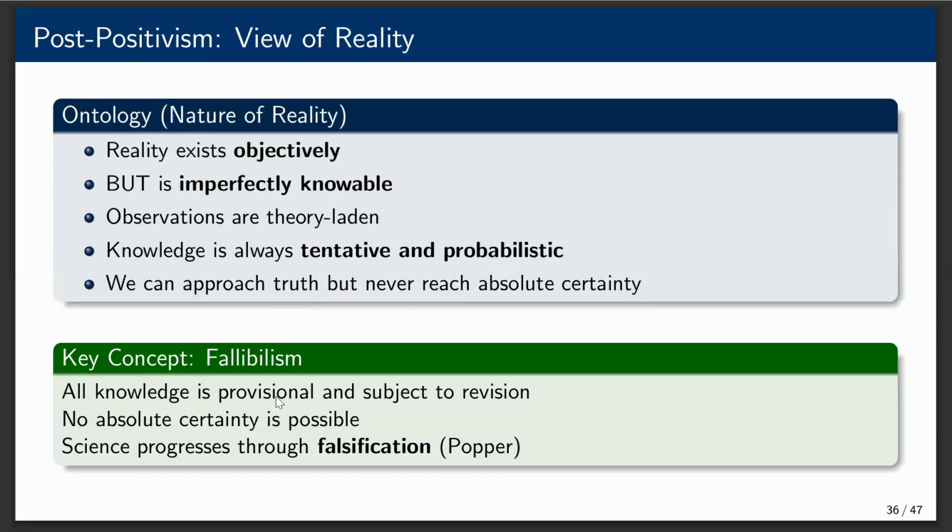Then post-positivism, the view of reality. What is the ontology, the nature of reality? Reality exists objectively, but is imperfectly knowable. Observations are theory-laden. Knowledge is always tentative and probabilistic. We can approach the truth, but there is never absolute certainty. So what is the key concept? All knowledge is provisional and subject to revision, and no absolute certainty is possible. So science progresses through falsification. That was given by the legendary philosopher Karl Popper.